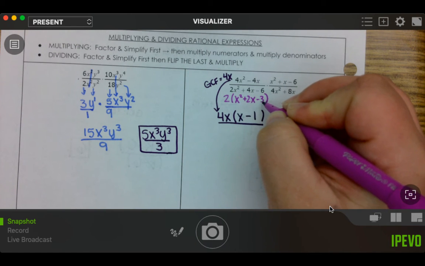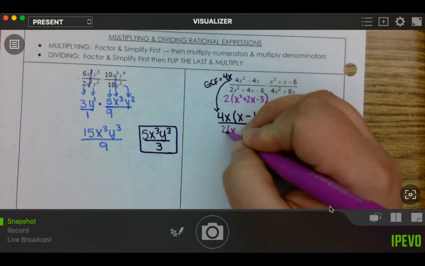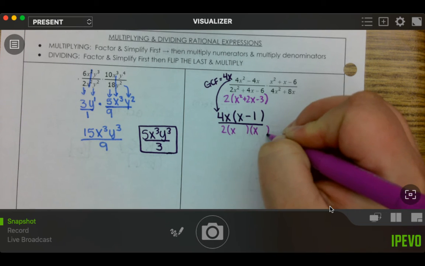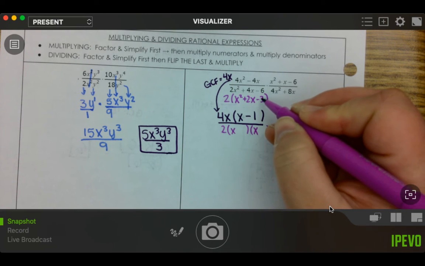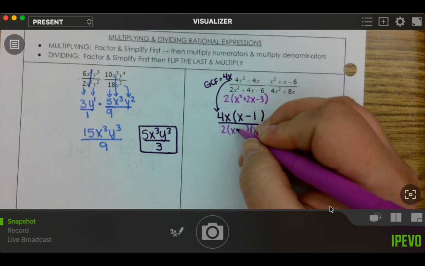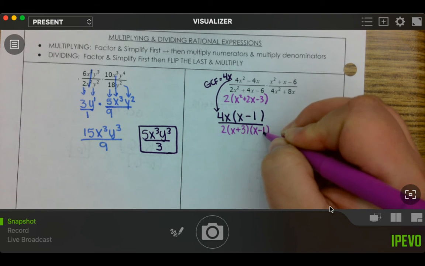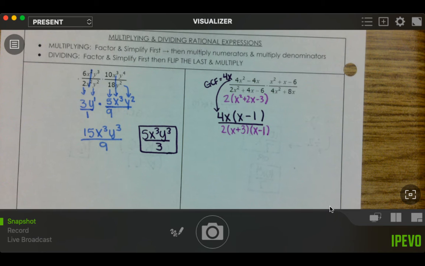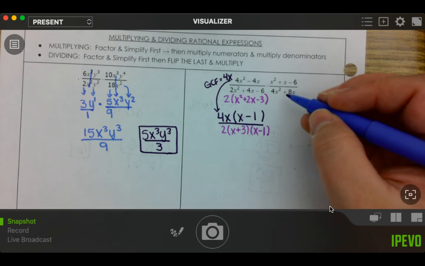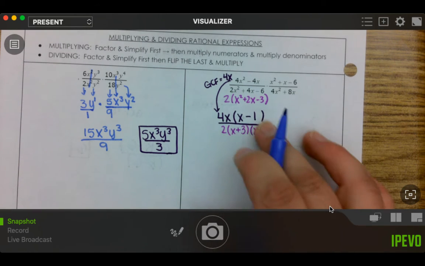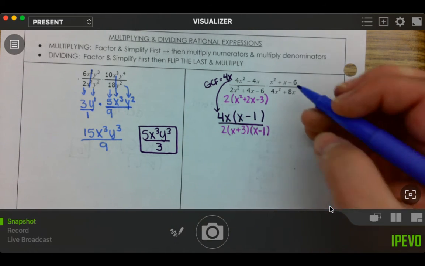So I need 2 numbers to put into parentheses like this. That 2 stays out front. But my 2 numbers here and here need to multiply to negative 3 and add to 2. That's 3 and negative 1. Then I'm going to come over here and work on this one up here and this one down here. So I'm just leaving this right here for just a second. I'll show you what's going to happen.